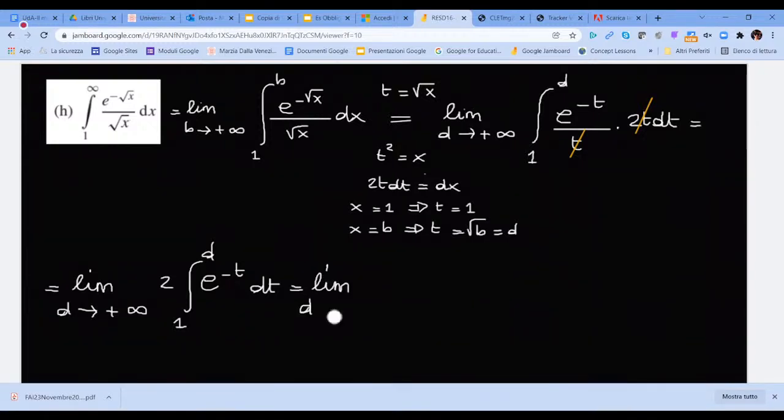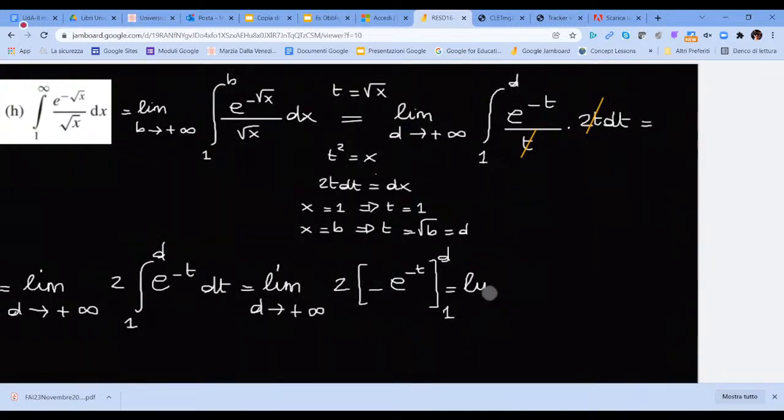If you want to evaluate the integral, its primitive is e to the minus t, but if we derive, we obtain a minus in front of e to the minus t, so it is 2 multiplied by minus e to the minus t, and that has to be computed between 1 and b. So limit d approaching plus infinity.